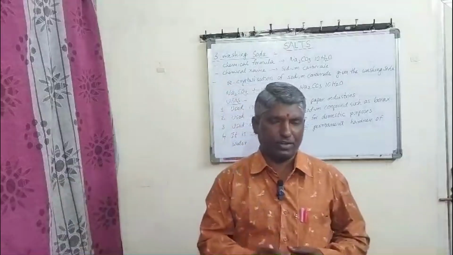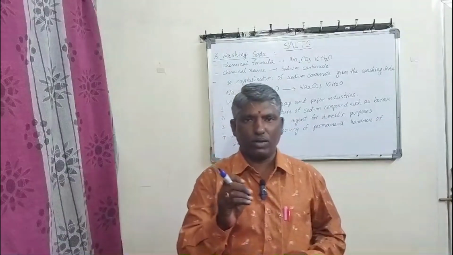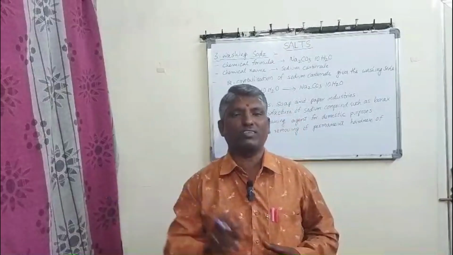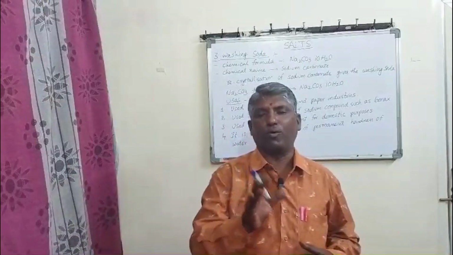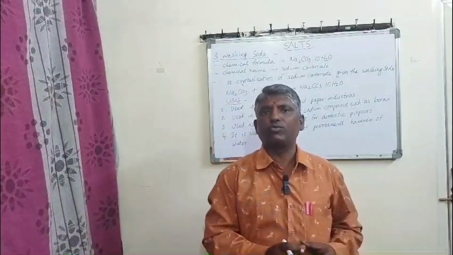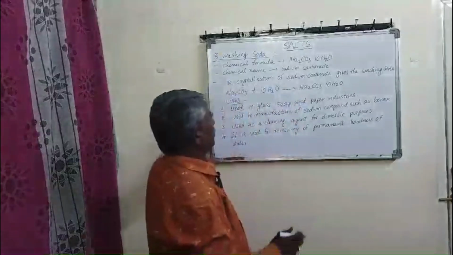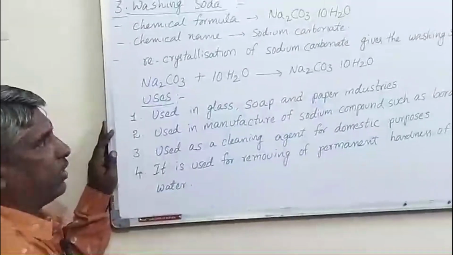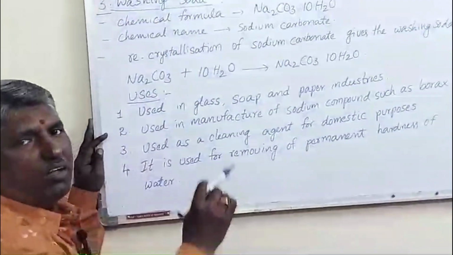Here, two important terms: one is crystallization, the second is recrystallization. When water molecules are present in a compound, the process of removing the water molecules is called crystallization. And adding water molecules to a compound is called recrystallization. Here, recrystallization of sodium carbonate converts it into washing soda. Just observe it: Na2CO3 plus 10H2O. We add 10 water molecules, and then it is converted into Na2CO3·10H2O. It is called washing soda.